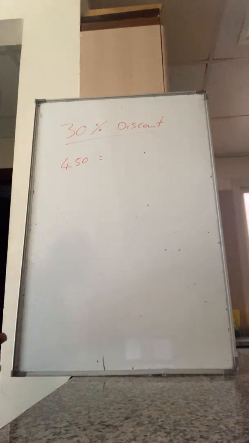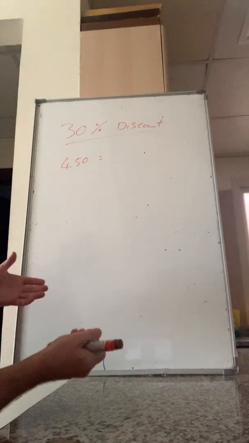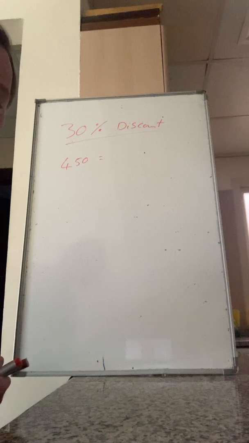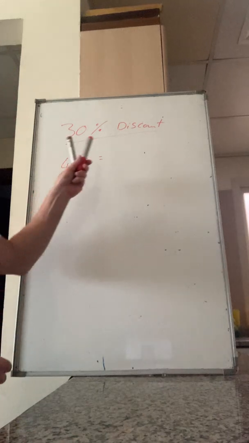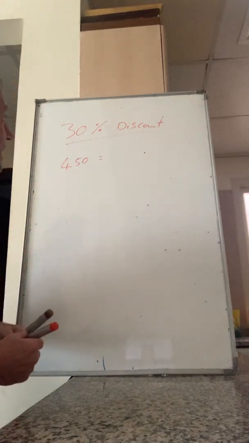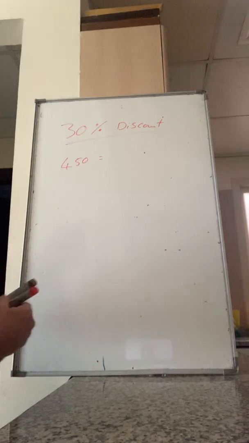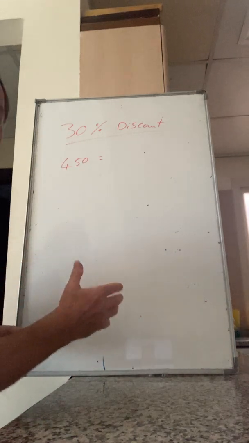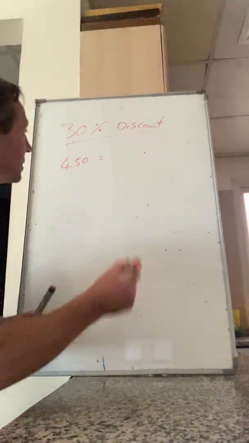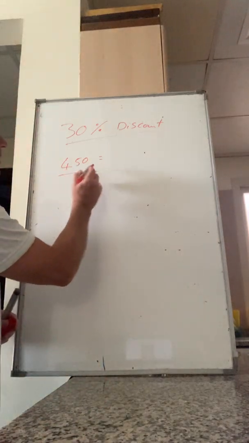All right, for those people who get confused with discounts and savings and percentage, it's the same sort of thing. So here I have a 30% discount of 450. There's many different ways. You could think of what is 10% of 450.